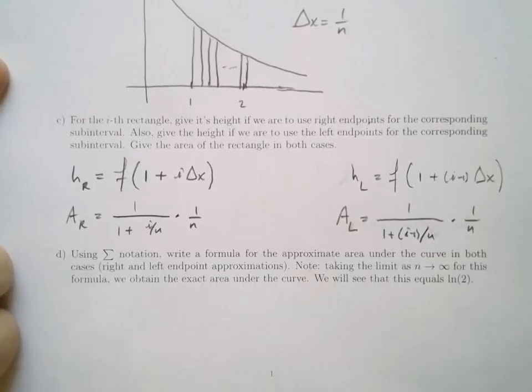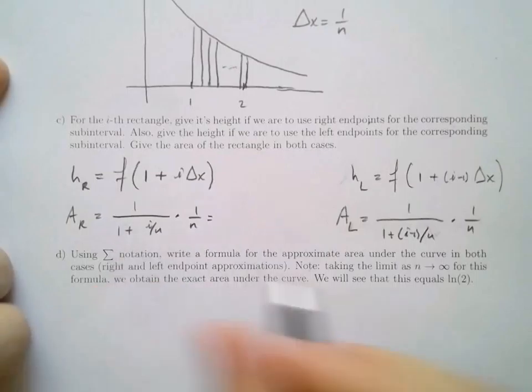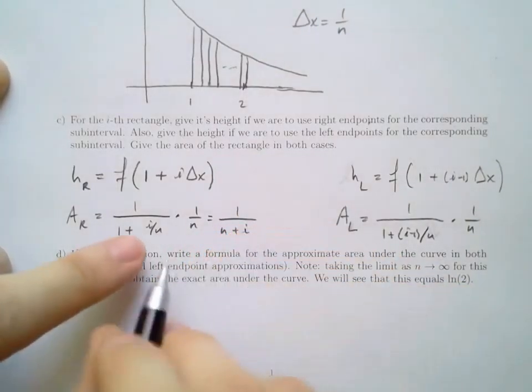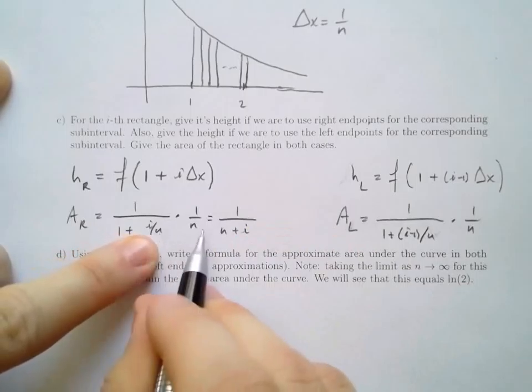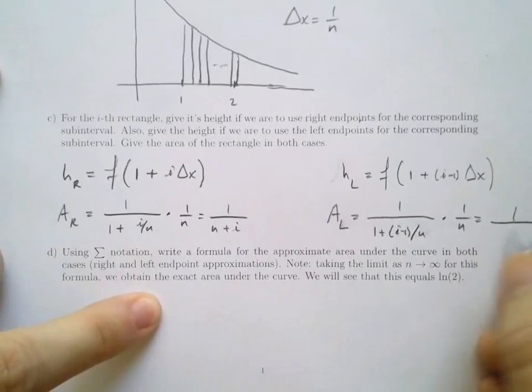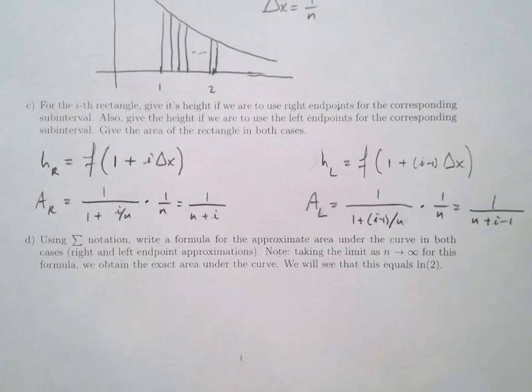Okay, now I could simplify these a little bit further. With this one, if I distribute the n to the bottom, I just get 1 over n plus i, right, because the n divided by n will cancel. And similarly over here, this is just 1 over n plus i minus 1, just like so.